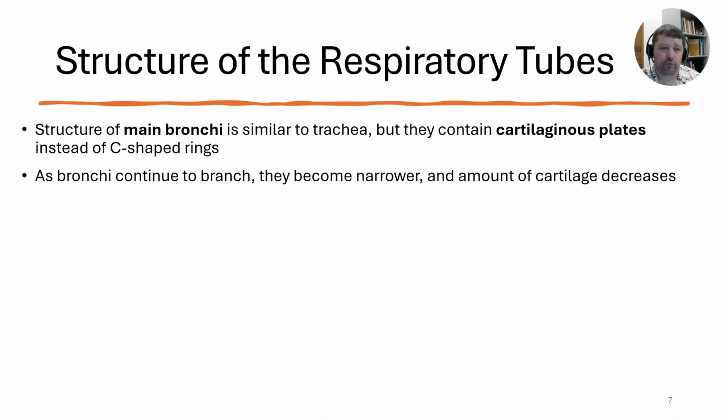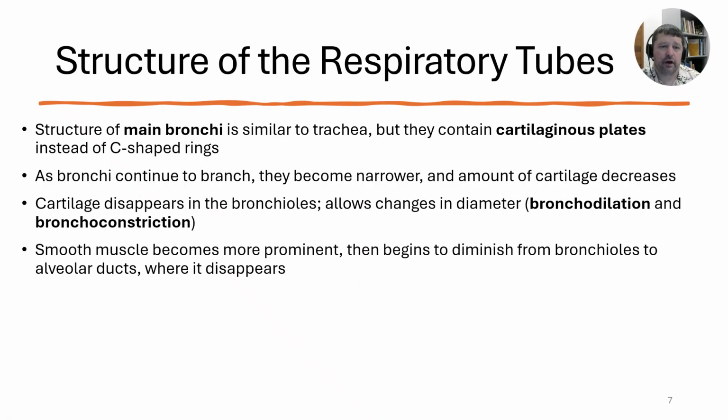And as you travel, it becomes more narrow and the cartilage decreases. As the cartilage decreases, you start to have more smooth muscle present. If you have all these cartilage plates, it's hard for the smooth muscle to contract. So when the cartilage plate is gone and the smooth muscle is there, then you can contract or relax, so you can do what we call bronchial dilation or bronchial constriction. And that's just a way at which you can control how much air is traveling through the bronchioles into the alveoli sacs.